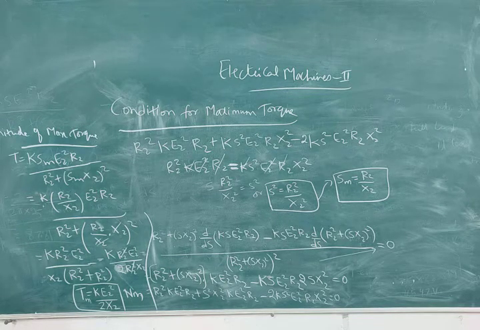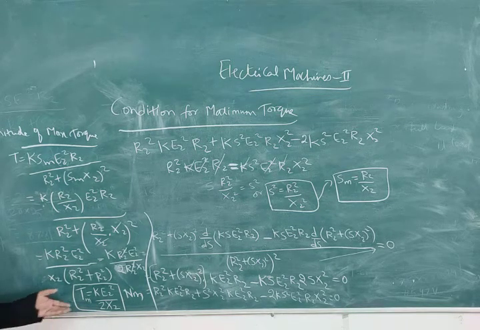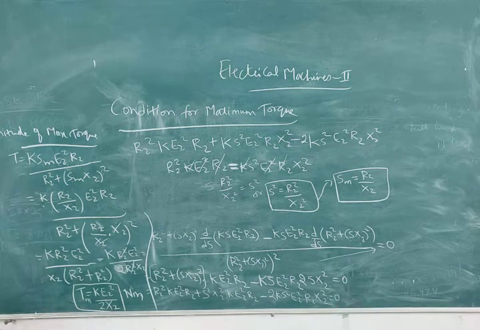So what you are seeing here is that torque is dependent on E2 and x2, and maximum torque is not dependent on rotor resistance R2, but the slip at which this occurs is.